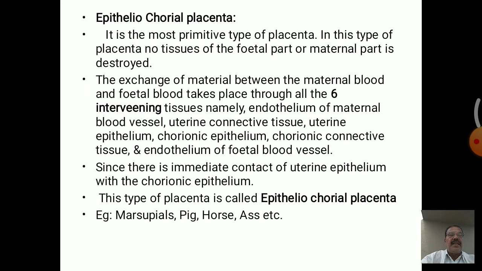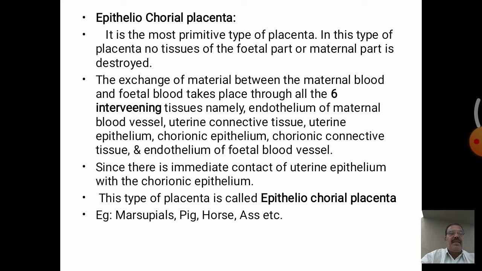Since there is immediate contact of uterine epithelium with the chorionic epithelium, this type of placenta is called epitheliochorial placenta. Example: marsupials, pig, horse, ass, etc. So, in the epitheliochorial placenta, all the 6 layers of tissues are found.